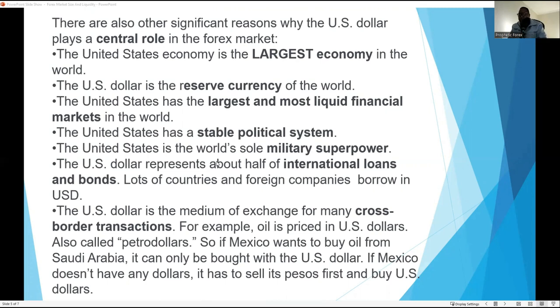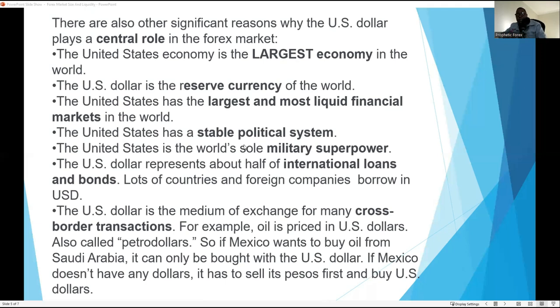For example, oil is priced in US dollars, and these are also called petrodollars. If Mexico wants to buy oil from Saudi Arabia, it can only be bought with the US dollar. If Mexico doesn't have any dollars, it has to sell pesos first and buy the US dollar. So basically, we're just saying that the US dollar is the medium of exchange in the world.